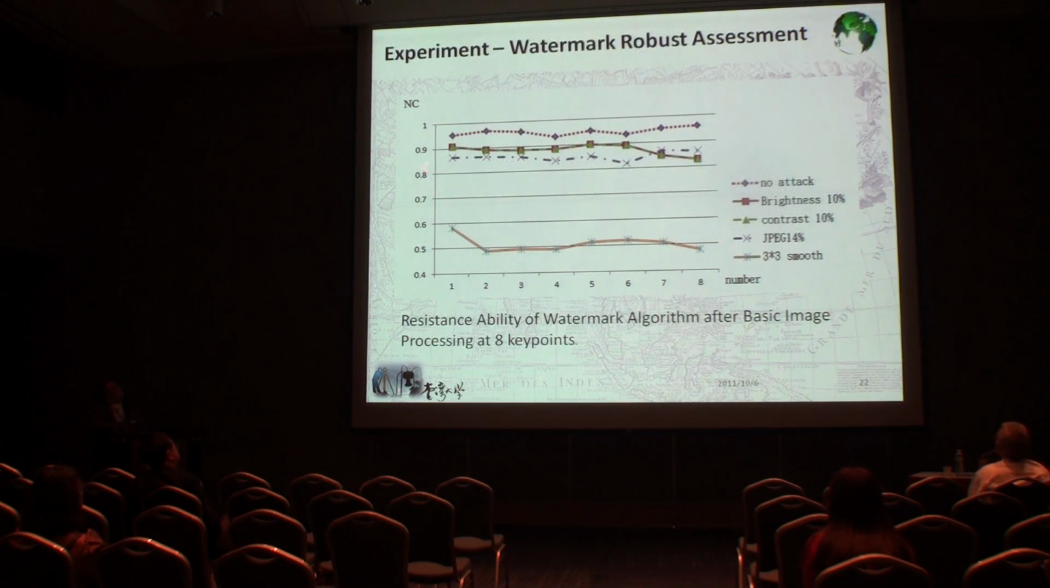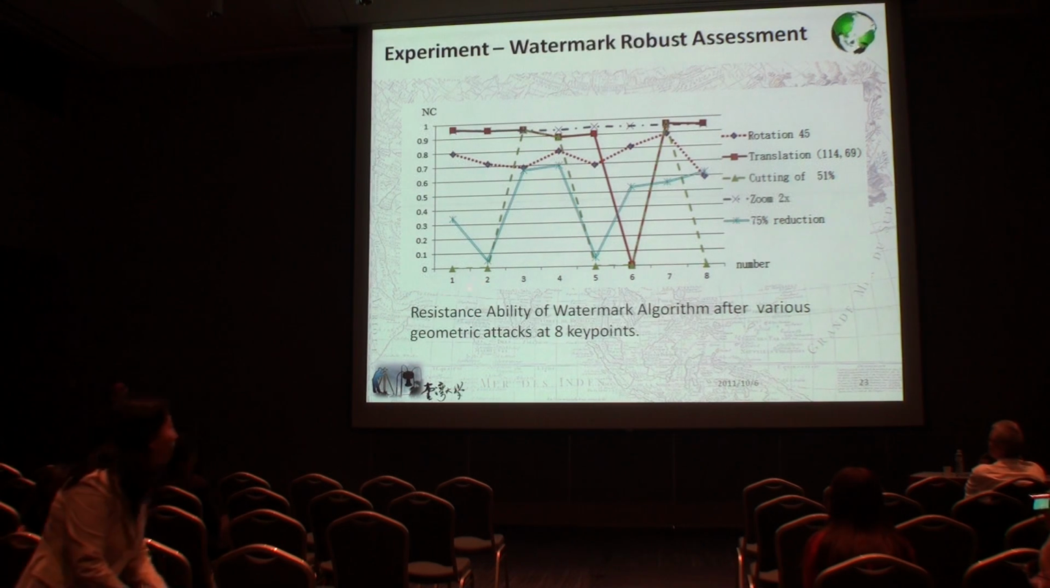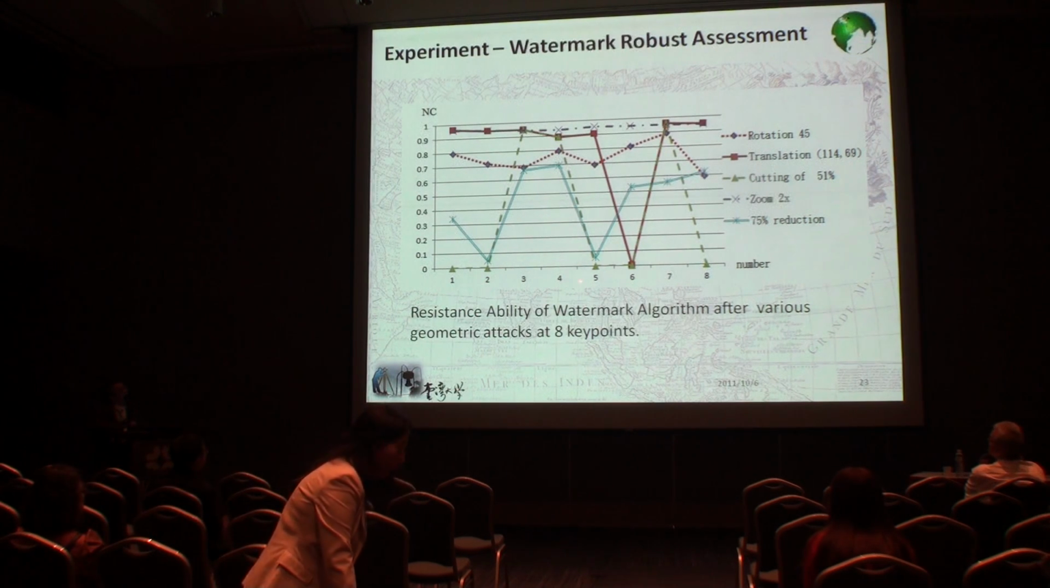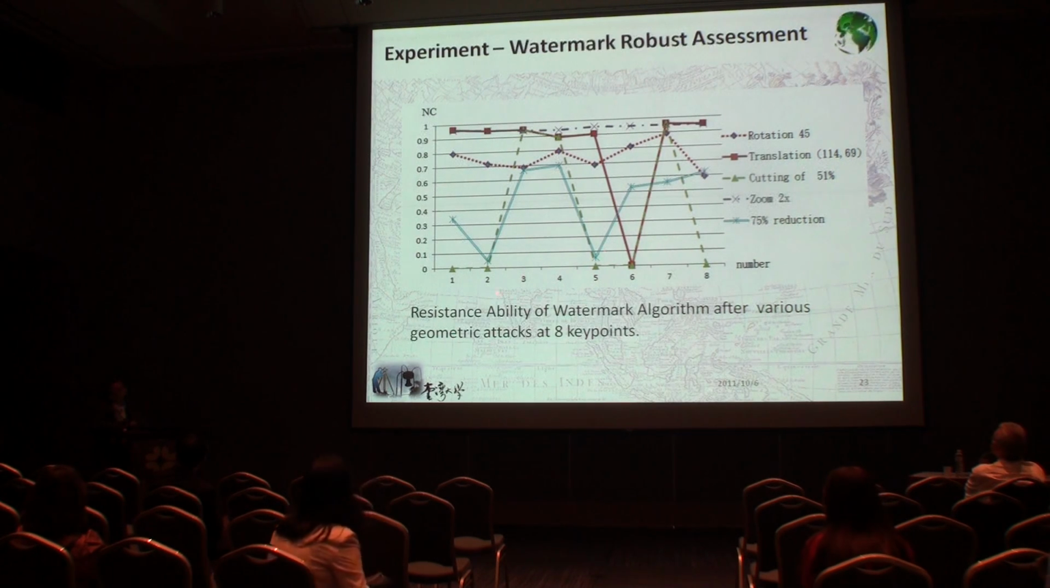And this result shows the watermark robustness assessment with different image processing. You can find better results for the image after smoothing, and also after rotation, translation, cutting, and so on. We also find some points, in points 2, 5, and 6, where the attack is very serious. So this is still a problem we want to improve.